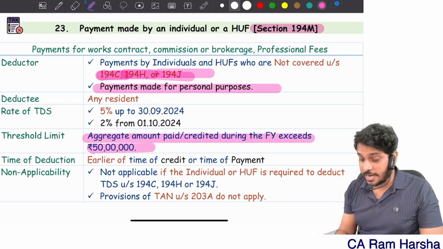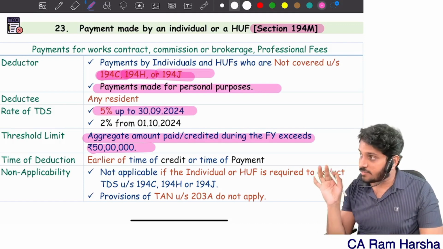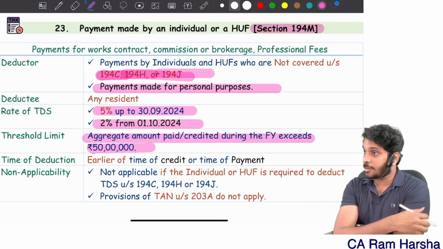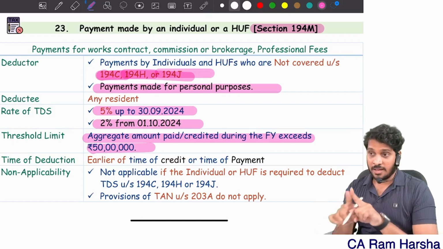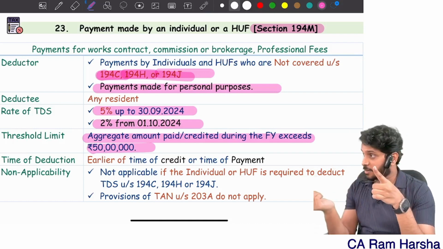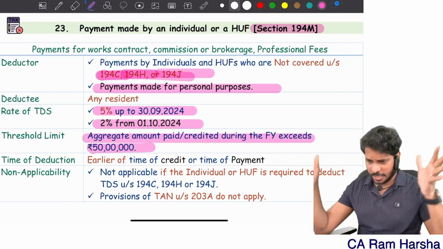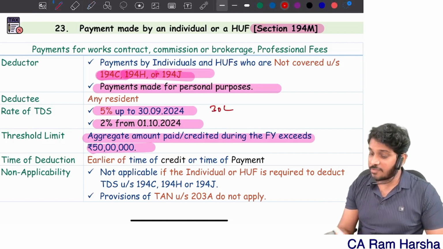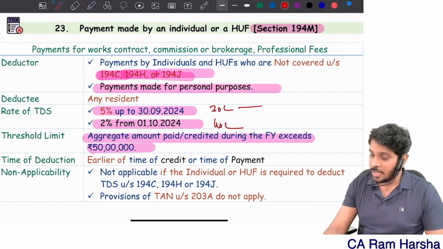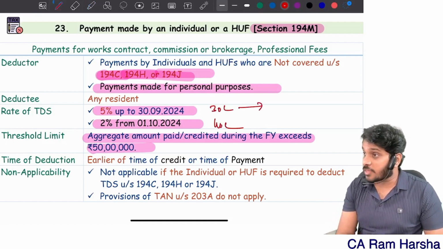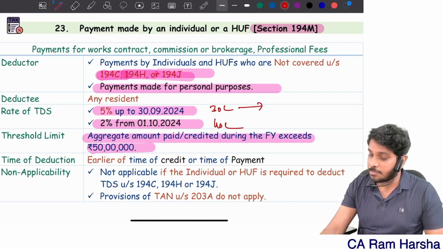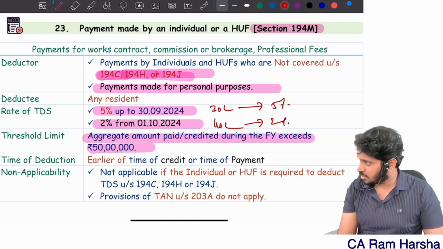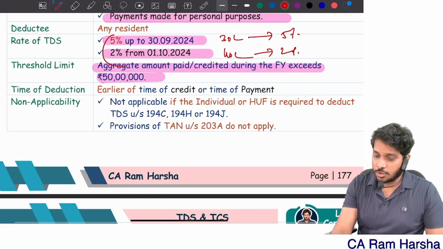At what rate? Up to 30th September, whatever the amount belonging to that period, 5%. From 1st October, if you are paying the amount, 2%. Remember, the threshold limit is not separate for before October and after October. For the full year, how much amount was paid? 50 lakh. Up to September, 30 lakhs I paid, sir. After September, 40 lakhs I paid, sir. Then before 1st October, up to 30th September, on this 5%, on this 2%, you will apply TDS. Are you clear? Remember, 5%, 2% logic is there.